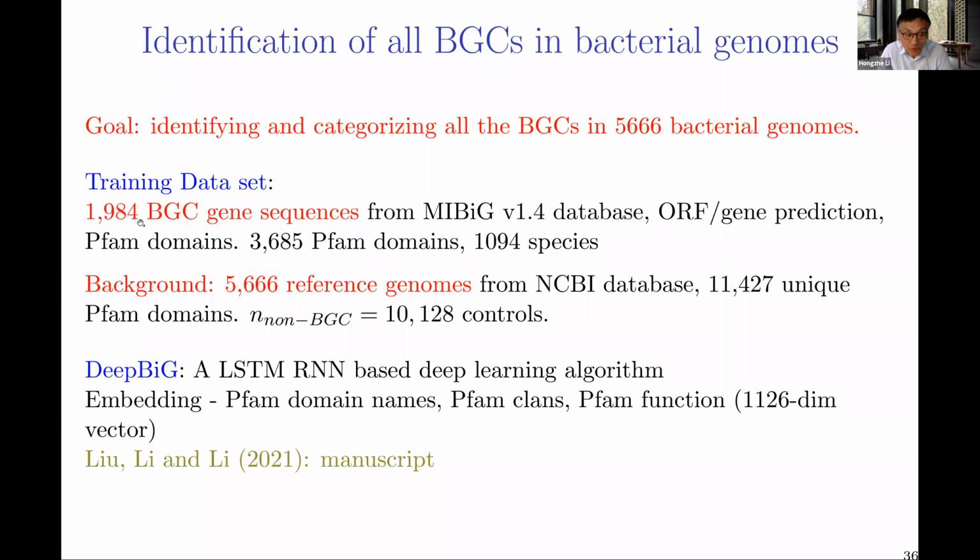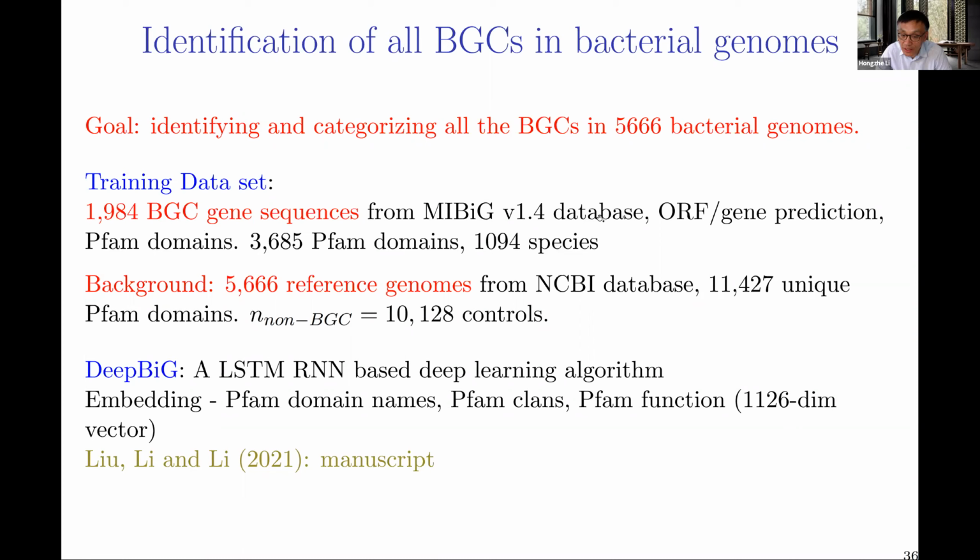So what we did is, for those 2,000 BGC gene sequences, we apply gene prediction to the DNA sequence to predict the open reading frames of genes. And from the predicted genes, we further convert the data into a sequence of protein family domains. Those are the different protein family domains with different names. Altogether, based on those known BGCs, we have about 3,685 protein family domains, and those BGCs belong to about 1,094 bacterial species.